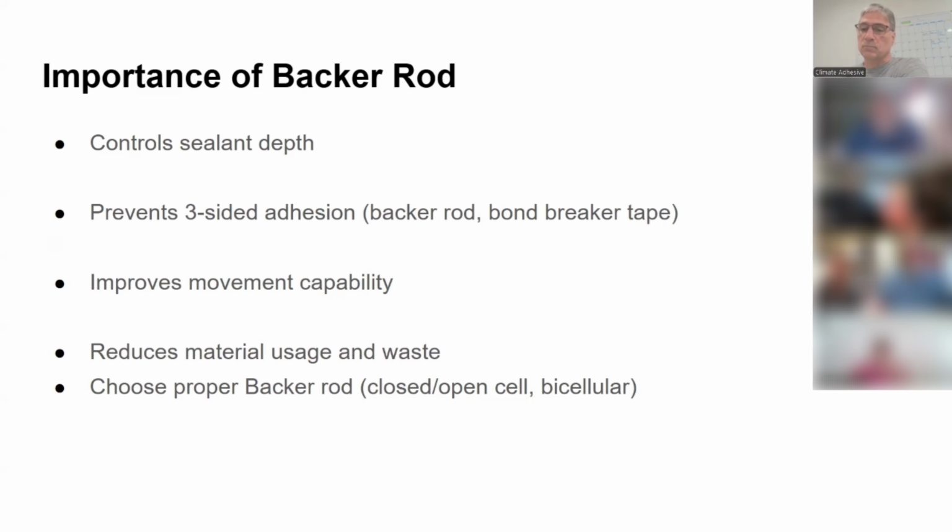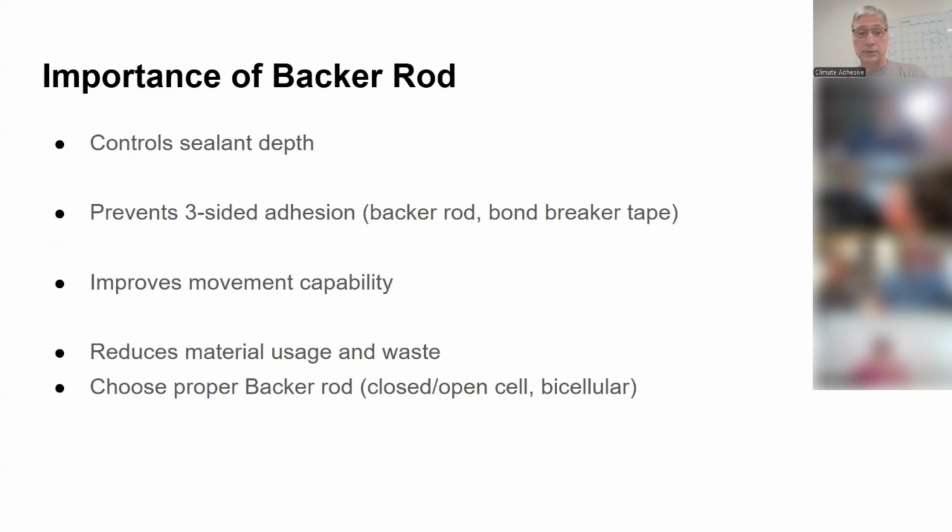What is bond breaker tape all about? I've never seen it. Yeah, it's just a black thin tape. You can get it in different widths, and you can lay it down in the bottom of your joint, and that'll prevent that three-sided adhesion. Got it.